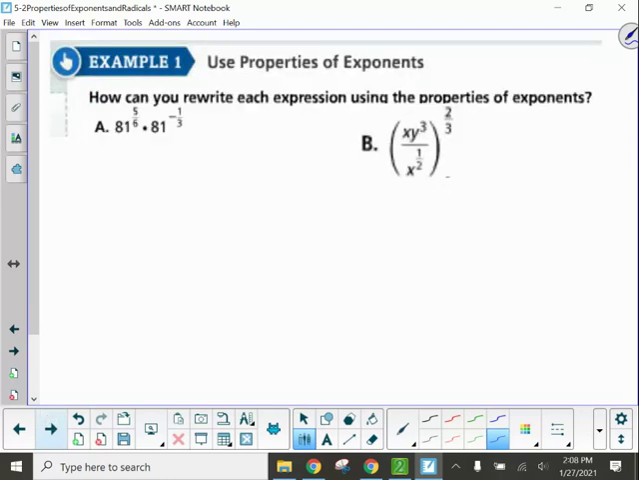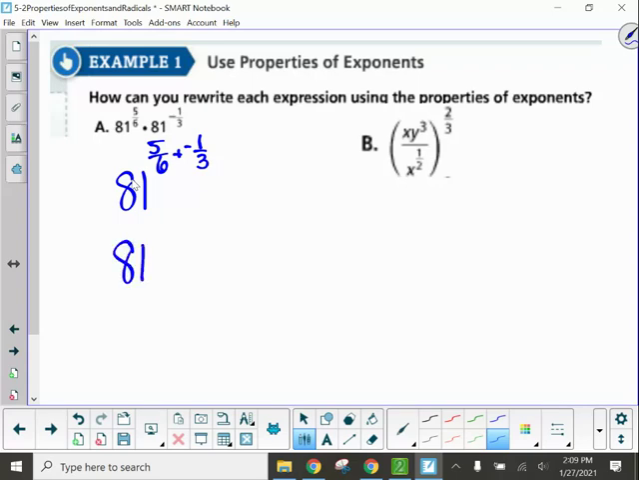So here's our first example. It says, how can you rewrite each expression using the properties of exponents? So for part A, I have 81 there, and the base is the same, which means I am able to add my exponents together. So this is the same thing as 81 to the 5/6 plus negative 1/3 power.